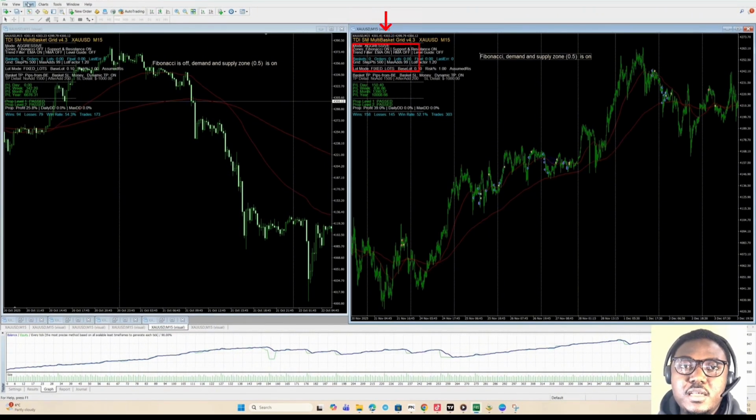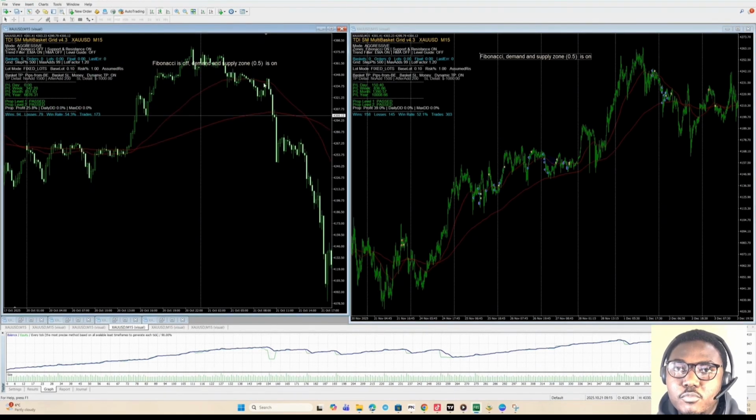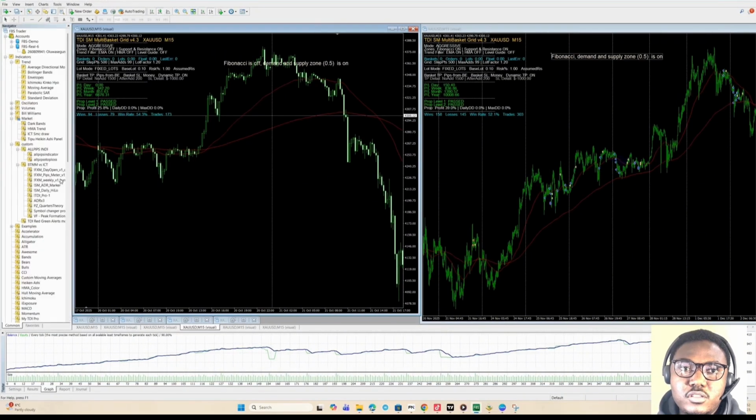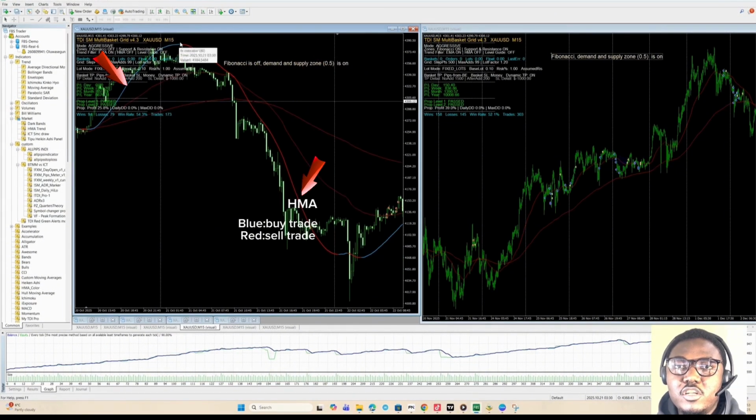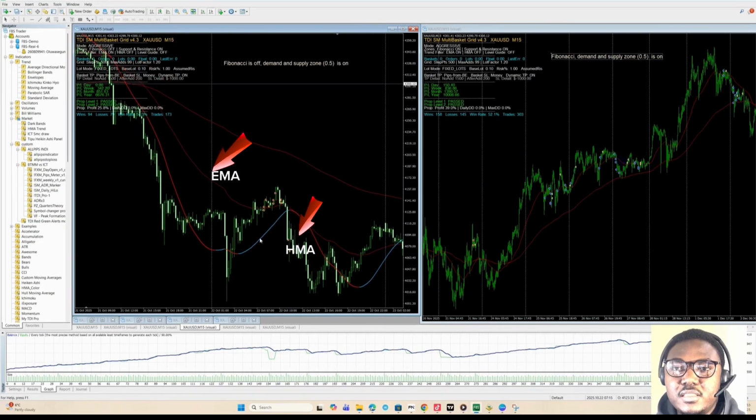So you can also decide to turn HMA on or off. Now HMA is the Hull moving average, which looks smoother compared to the moving average. Okay, so I'll just install one for you to see how it works. So it looks like this. If I set EMA 80 for instance, you can see how it moves. So it's in an uptrend when the color is blue, which means when it is blue, it will only be picking buy trade. All this period that is red, it will only be picking a sell trade. And this is how it works.